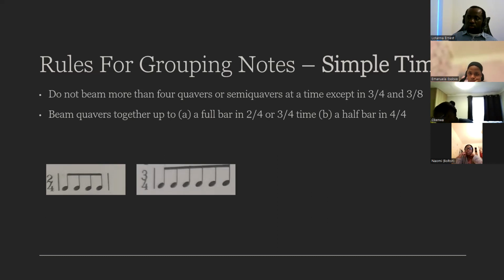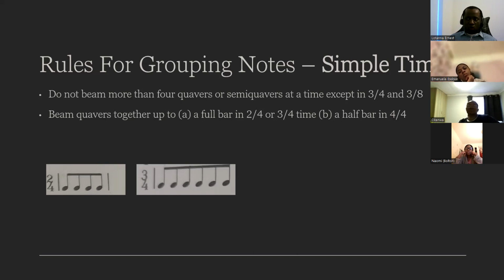The other rule is that you beam quavers together up to a bar in 2/4 or 3/4 time, and have a half bar in 4/4. Now you may ask yourself the question, what do I mean? Let me explain to you what I mean. Before you beam notes, you have to look at the time signature.